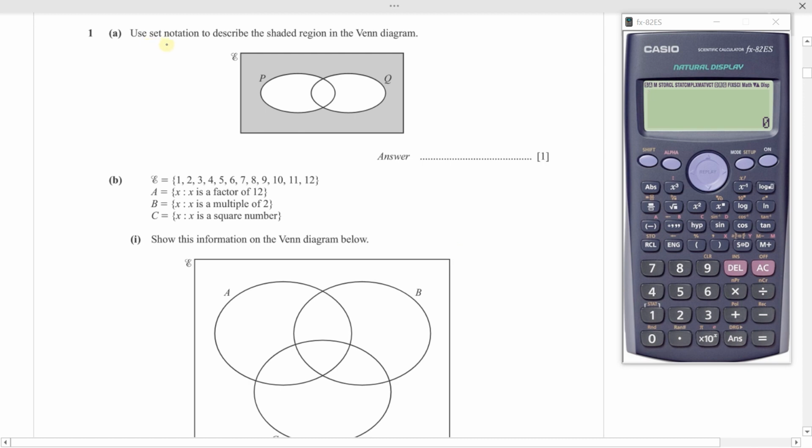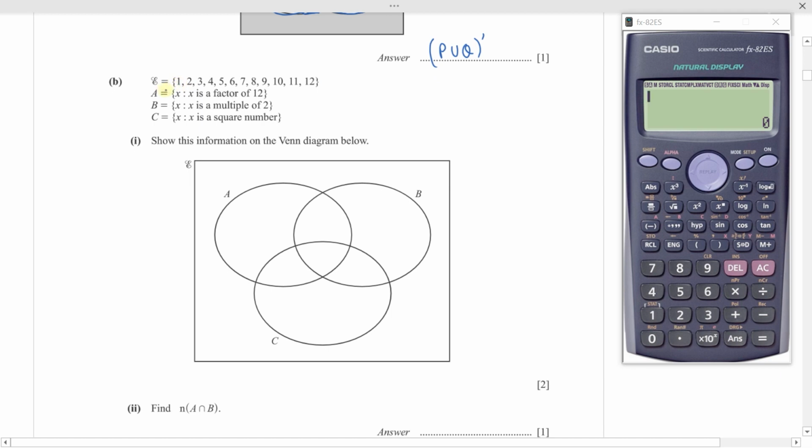Question number 1 is use set notation to describe the shaded region in the Venn diagram. So the shaded region is outside of these two sets P and Q. So that means it is outside P union Q. So P union Q will be everything in P and Q. So this is P union Q. And since the shaded region is outside, I will take the complement of this. So P union Q complement is the shaded region in this Venn diagram.